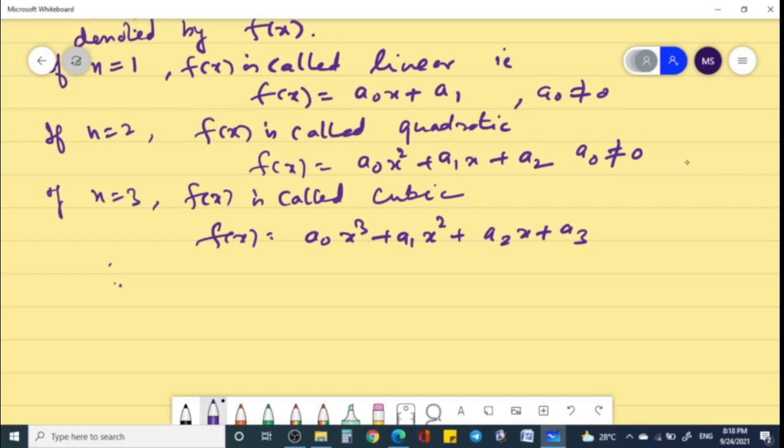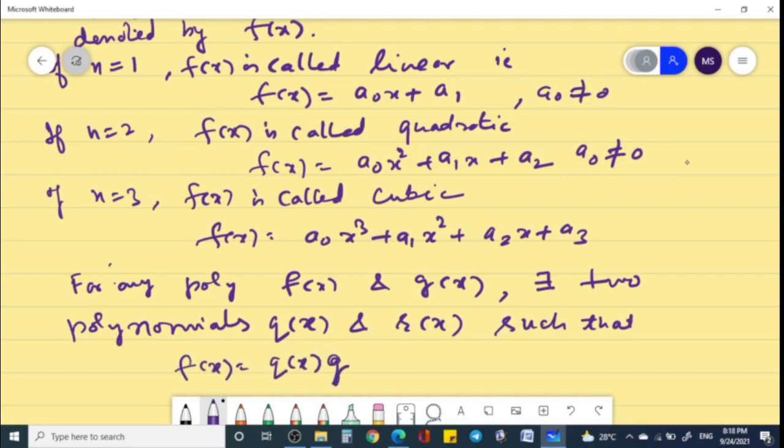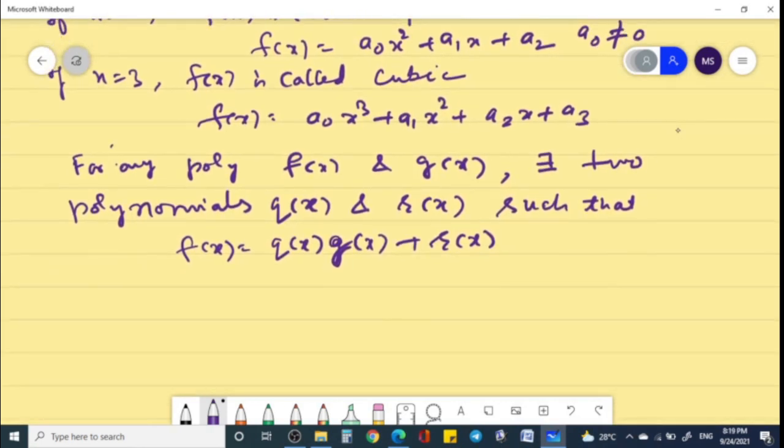Now first we take the remainder theorem. For any polynomials f(x) and g(x), there exist two polynomials q(x) and r(x) such that f(x) equals q(x) g(x) plus r(x), where r(x) is the zero polynomial or the degree of r(x) is less than the degree of g(x).